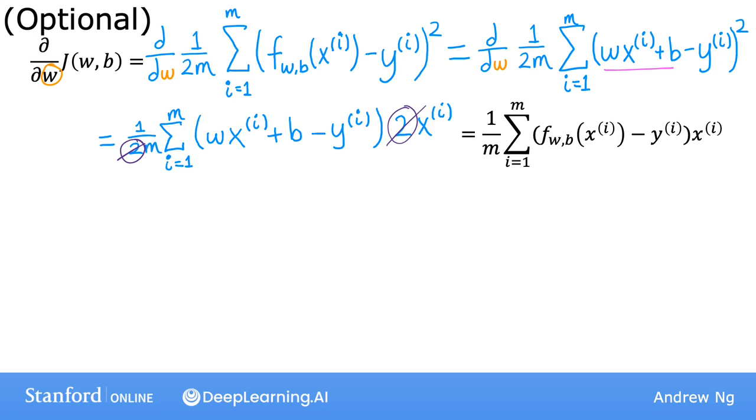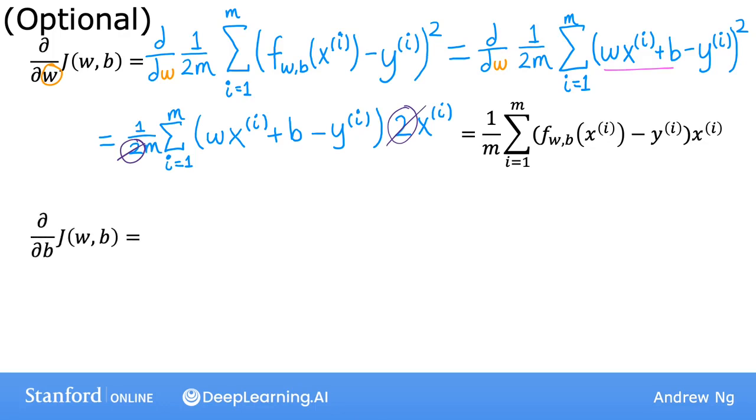So this, by the way, is why we had defined the cost function with the 1/2 earlier this week, because it makes the partial derivative neater. It cancels out the 2 that appears from computing the derivative.